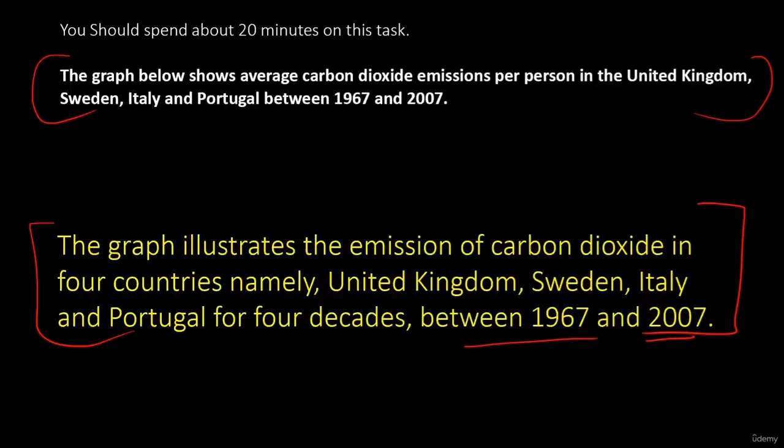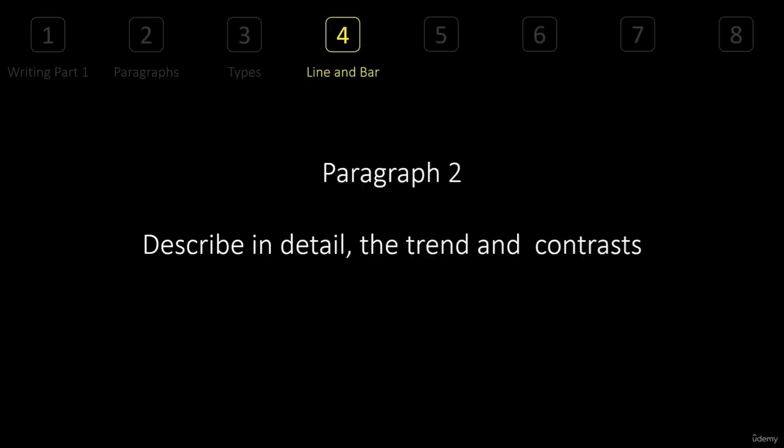See, you can change a few things here, which I have written my way. You can change from illustrates to shows, sheds light on, informs, or just anything. But it's important that you start with this. Okay, good. This is the first sentence as well as the first paragraph. Then you have to change the paragraph of the graph. Paragraph 2 describes the detail, the trend, and the contrast which we have mentioned.